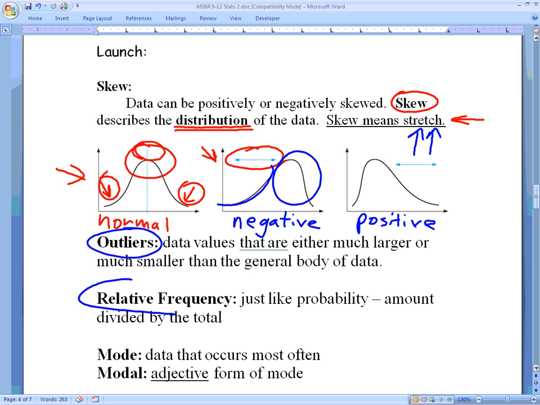Relative frequency was something we covered when we discussed probability. We're talking about the thing we want over the total, or the thing that we're talking about divided by the total, which makes a percentage or a decimal or a probability. And mode: data that occurs most often. You can use that as an adverb or an adjective as well. Modal, like the modal group, is the group that appears most often. So any root with mode means most often. Moving on.